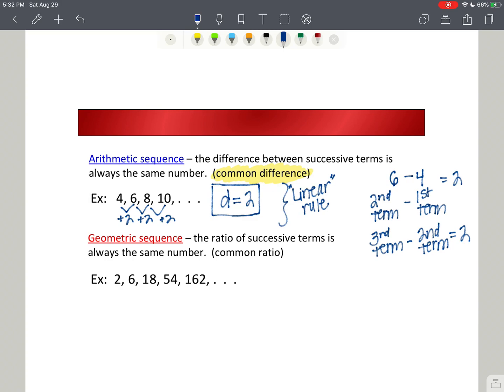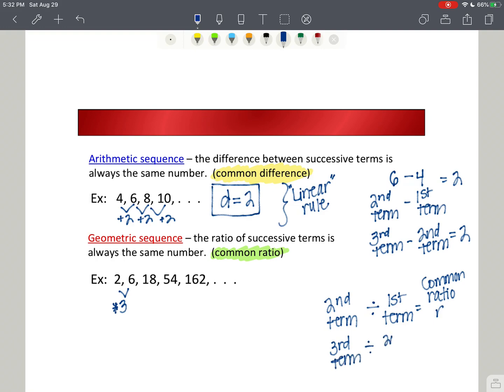A geometric sequence is when the ratio of successive terms is always the same number, and that's what we call a common ratio. So we're going to take the second term divided by the first term, and that's our common ratio. And we call that common ratio R. 6 divided by 2 is 3. So the common ratio is 3. We can also take the third term and divide that by the second term. And the third term, 18 divided by 6, is also 3. So what we find is that to get from one term to the next, we're not adding the same number, but we're multiplying by the same number. And in this case, the common ratio R is 3.